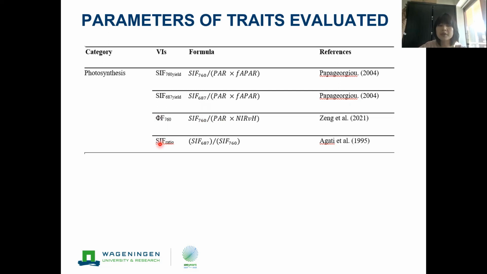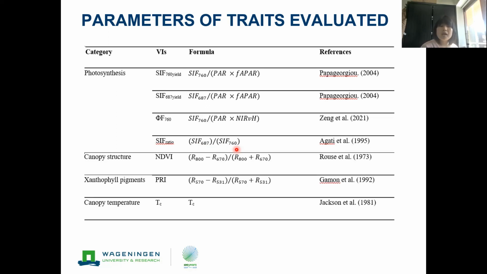And the SIF ratio is SIF at 670 and SIF at 760. They are differently sensitive to photosystem 2 and photosystem 1. So this ratio can give us further insight into the contribution from the fluorescence emission in these two photosystems. Also, to improve our understanding of these SIF-related parameters, we select NDVI to indicate canopy structure, PRI to indicate the heat emission, NPQ, and also canopy temperature, which is an indicator of leaf stomatal conductance.